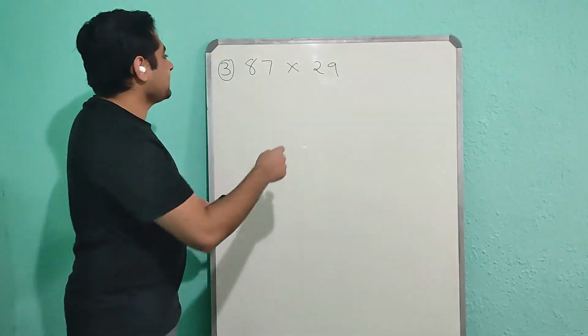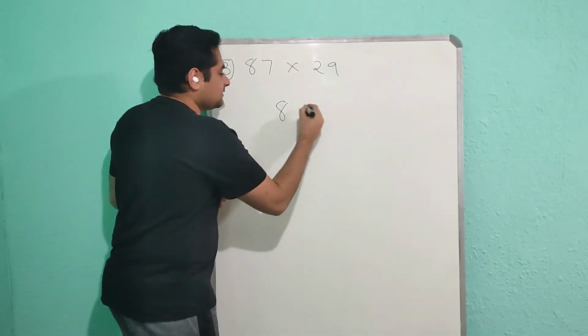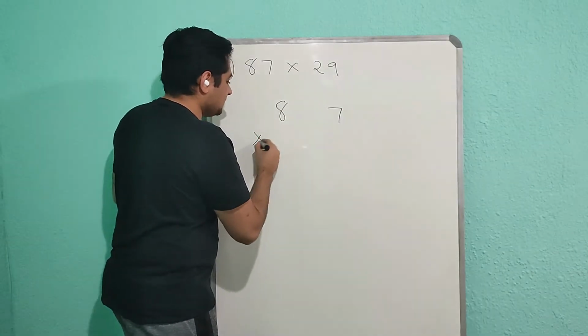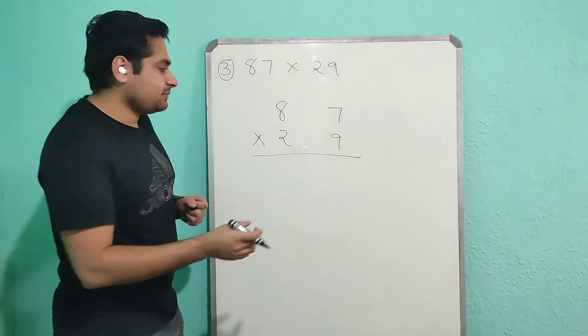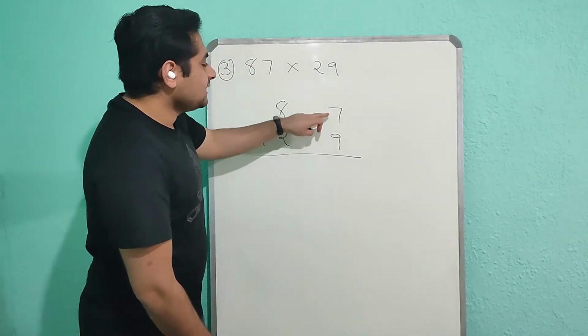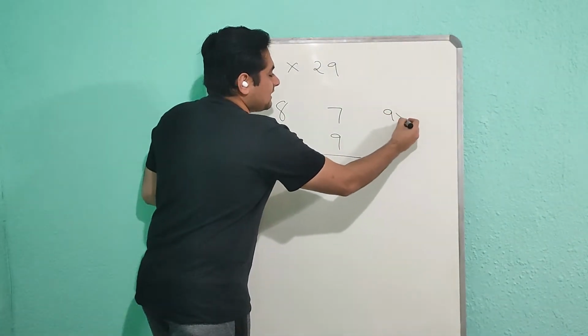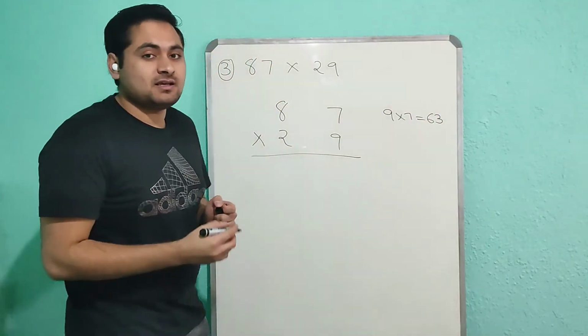The third example says 87 times 29. So we write 87 times 29, right? Let's go and open the first packet of chips, right? So we start with 9, correct? Now we say 9 times 7. What is 9 times 7? If you remember your tables correctly, you know that's 63.